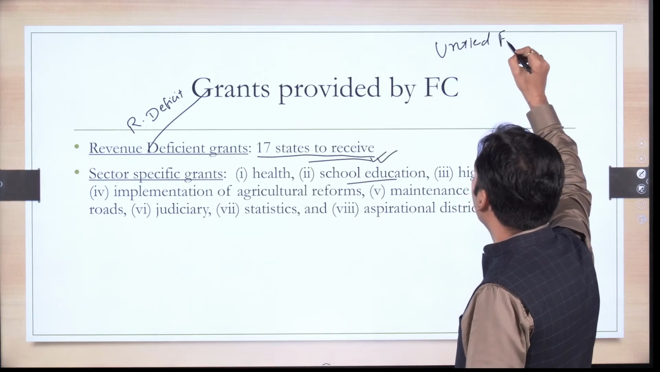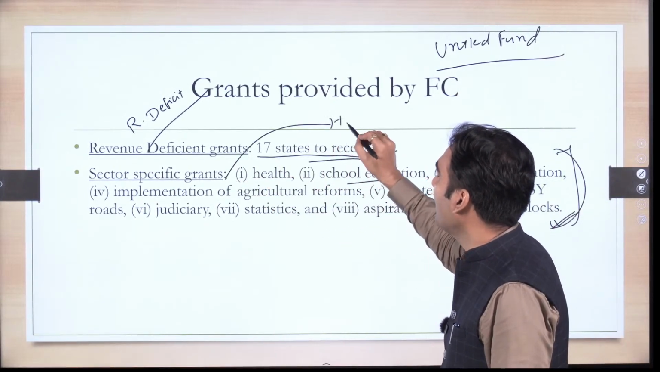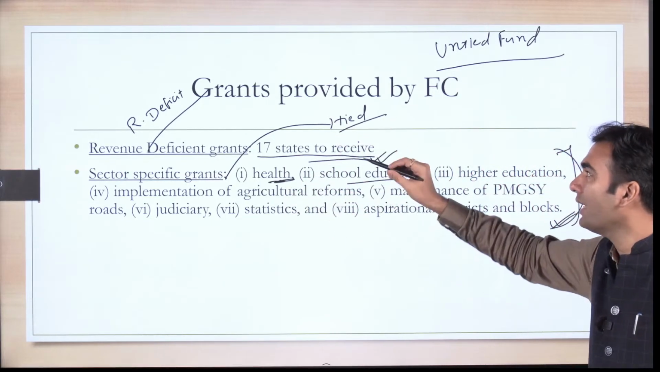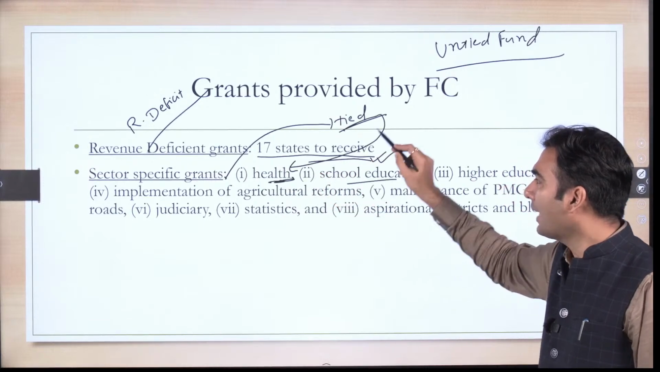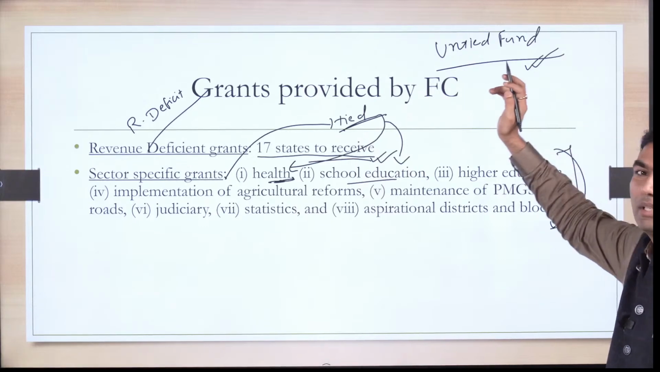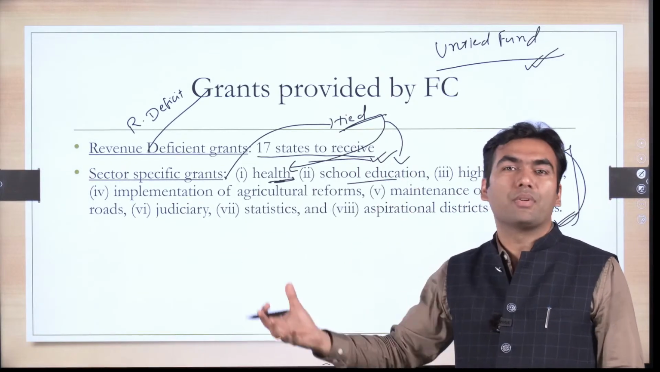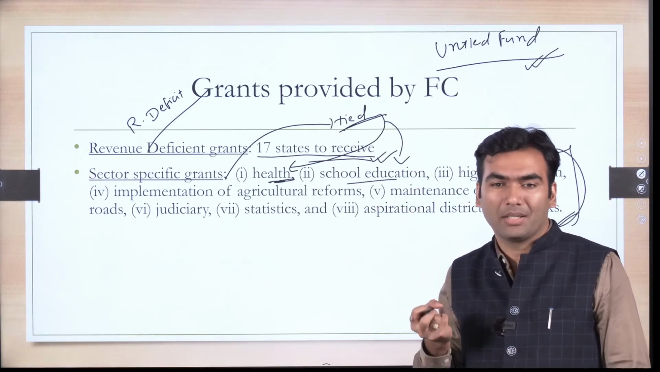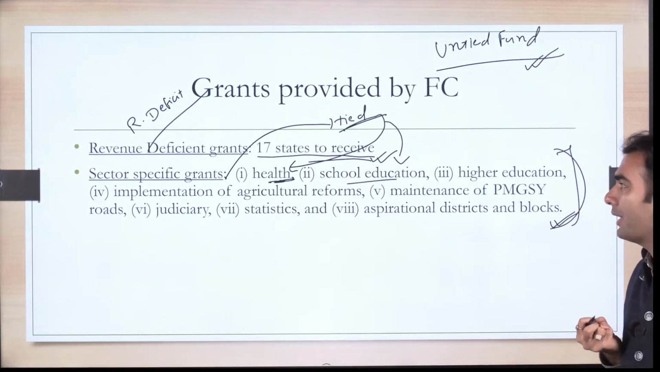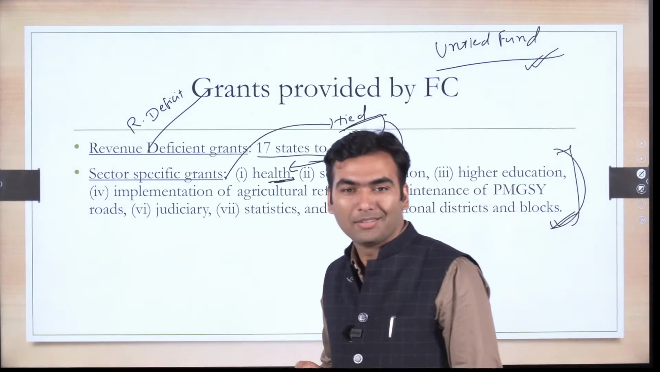Tied fund and untied fund, these are the two terms. These grants are tied. Tied means that if you have got 100 rupees for health, you can spend it only for health. They are tied to health, tied to school education. Whereas the money they have got through devolution is free money or untied money. It is up to the wisdom of the state government how they want to spend. If they think it is necessary to spend on health, they will spend on health. If they want to spend it on doing a party, they can do a party. Okay.